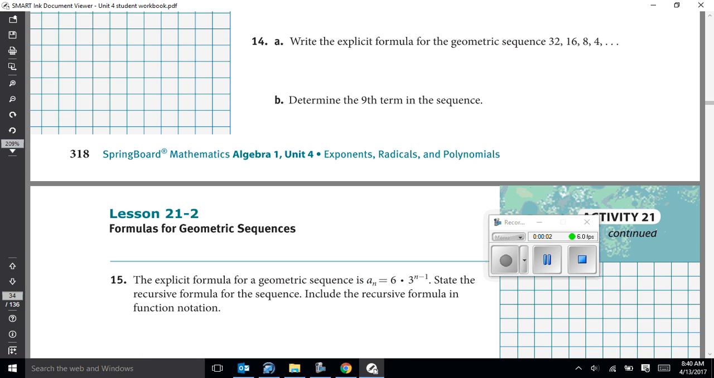All right, so for number 14, we want to write an explicit formula for the G. Oops, let me unfreeze the board.